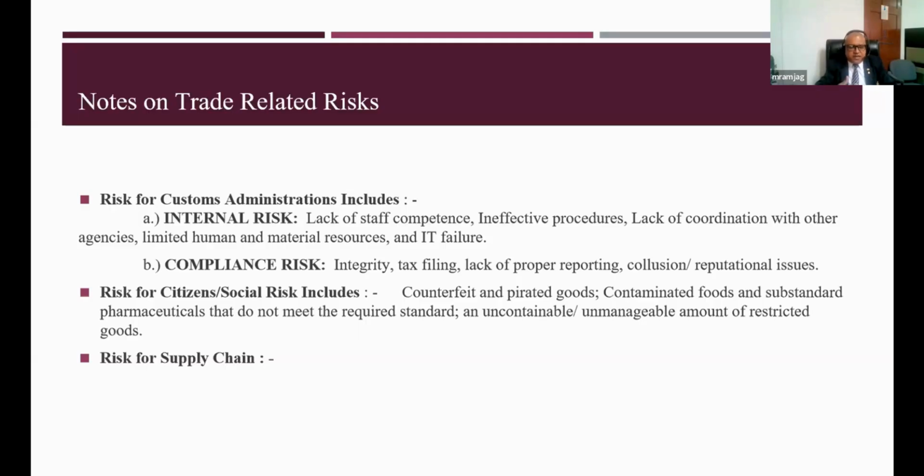So that's why you need coordination among agencies. You have early information from, let's say, forestry or other areas, upfront information, so you could do your profiling and so forth upfront. Limited human resource and material. Well, for every organization, they say human resource is one of the best assets for an organization. So we all here are a good asset of GRE. And then lack of IT, failure.